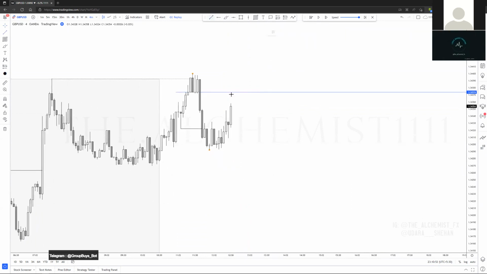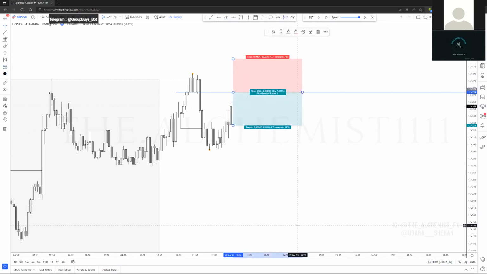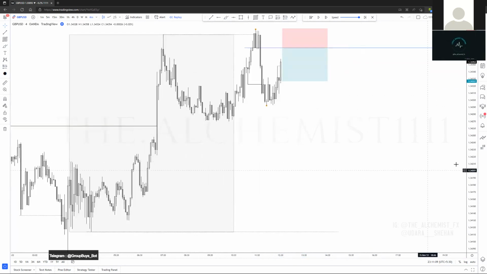Now look at this. There's a swing high that is feeding liquidity into our point of interest too. We have another little swing high. Then we set our limits here. Stop loss can go above that.